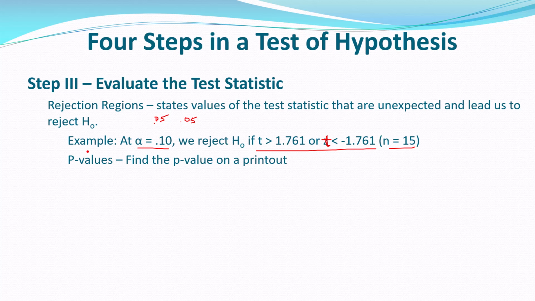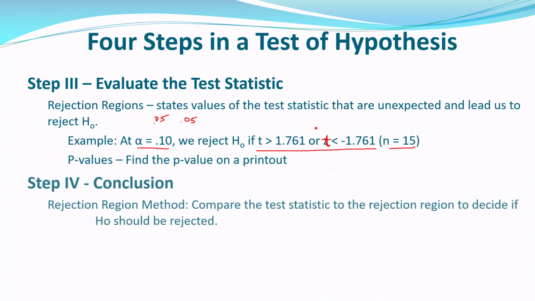If you're working with a t-distribution, when you're working with small samples, I'm just going to make the blanket statement: if I ask you to work with p-values, I'll provide those on a printout or some kind of template that I've created for you. So you're not going to have to find the p-value. So evaluating a test statistic, we have rejection regions, we have p-values, and then we make conclusions.